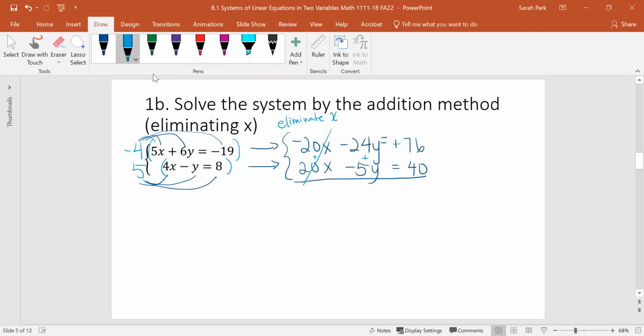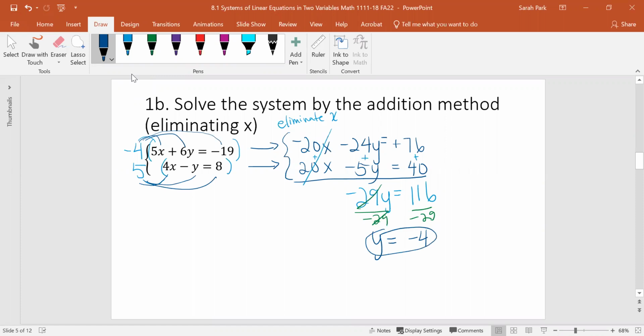Negative 24y plus negative 5y is negative 29y. 76 plus 40 is 116. Now let's continue, divide both sides by negative 29. We have y is equal to 116 divided by negative 29, which is negative 4. Shouldn't be a surprise because we had gotten negative 4 doing the eliminating the y.